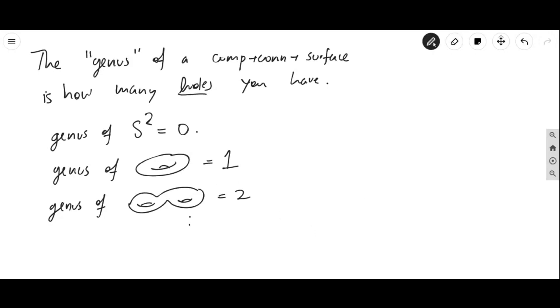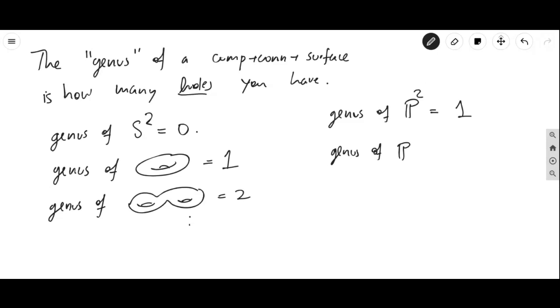That's the genus. And then the genus of P2 would be 1. The projective plane has a hole in it. We cannot see it, but the fundamental group is, well, let me just say that the projective plane has one hole in it. It has a hole because the fundamental group is the integers mod 2. Now, maybe the next one we can see a little bit better.